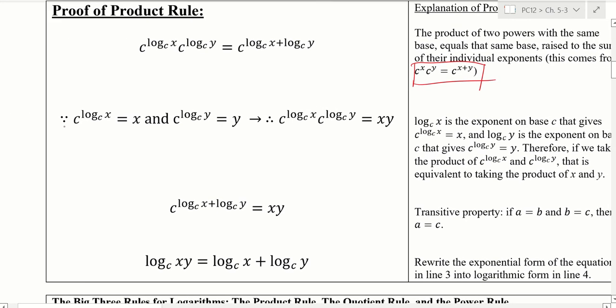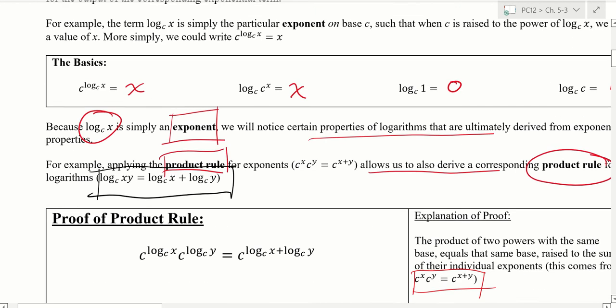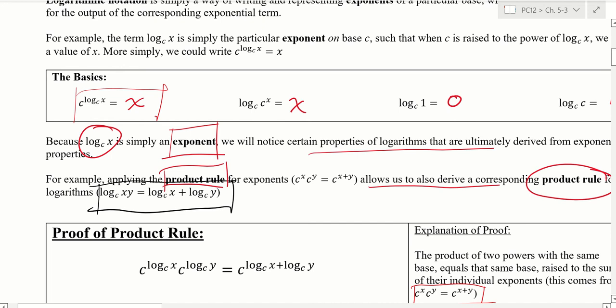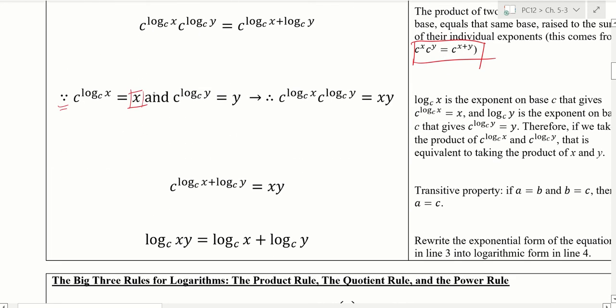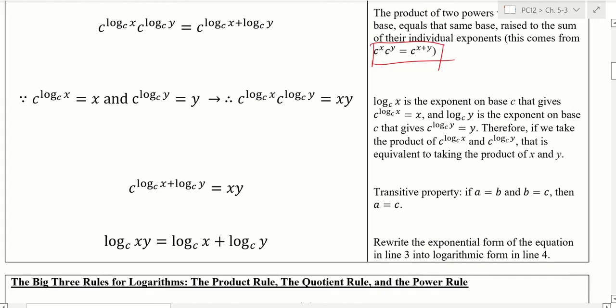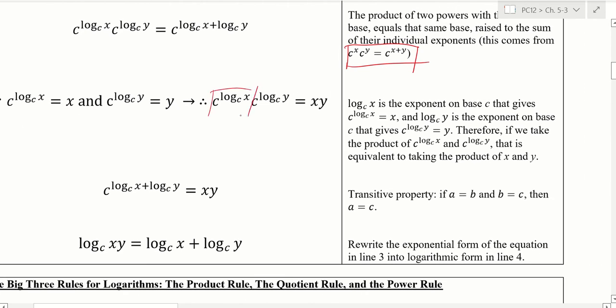Then we can say that because c to the power log base c of x is really just x, that comes from one of the basic properties that we learned last video. So because c to the log base c of x is just x, and c to the log base c of y, what is that? That's just y. Because of those two facts, we can say that c to the power log base c of x times c to the log base c of y is just x times y, right?